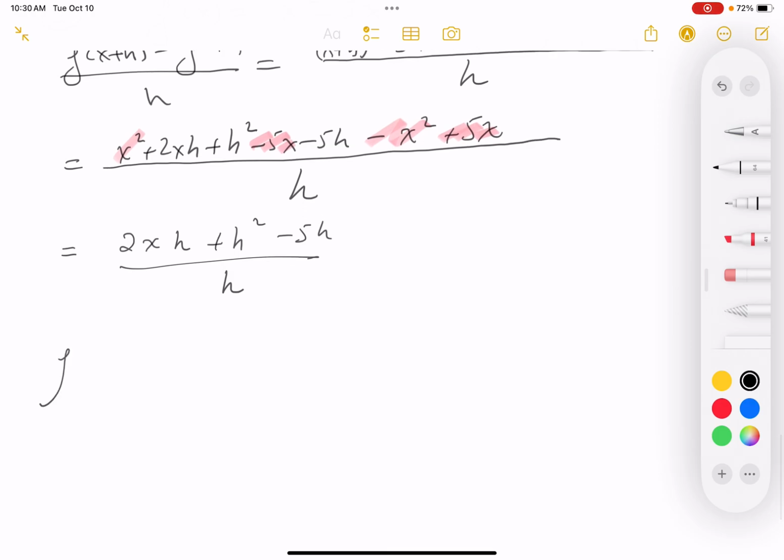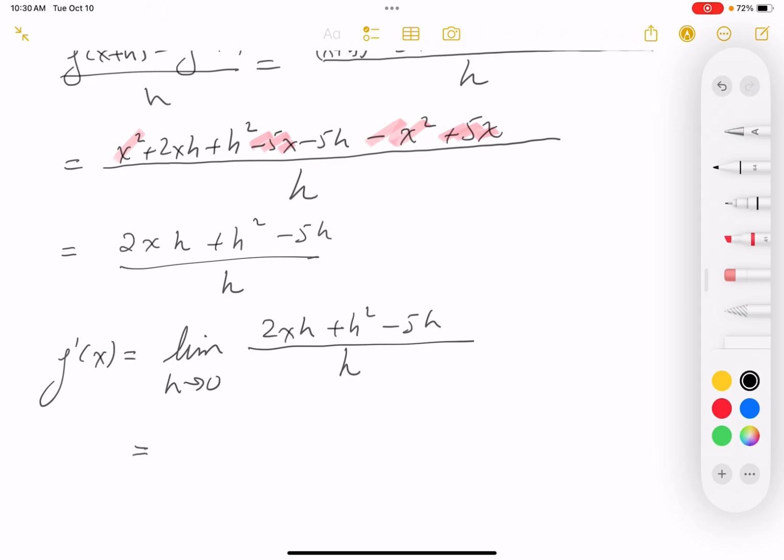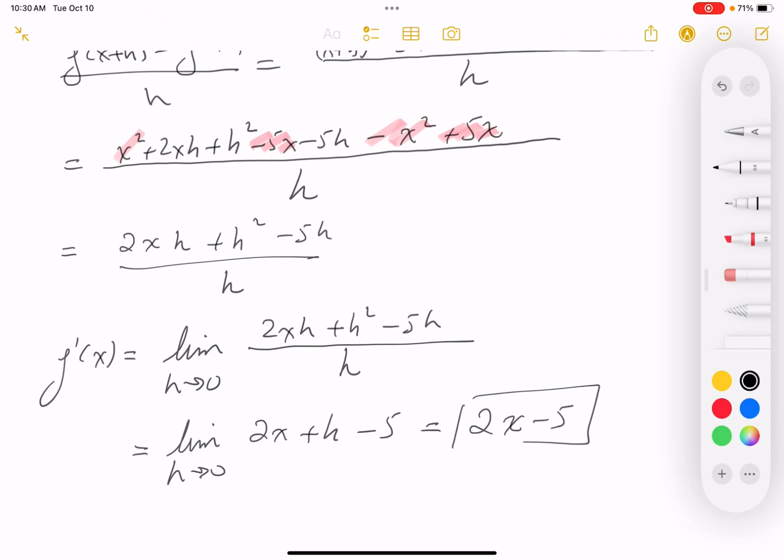I'm going to do the limit now. I'm going to get the derivative by the definition. h goes to 0. And what do you get over here? You get 2xh plus h squared minus 5h over h. Well, again, h is not 0, so I can divide through by it. Whoops, sorry about that. I'll go backwards a little bit. It's a limit, h goes to 0. And if you divide through by h, dividing every term by h, you get 2x plus h minus 5. And that limit's rather easy to do. It's 2x minus 5. All right?